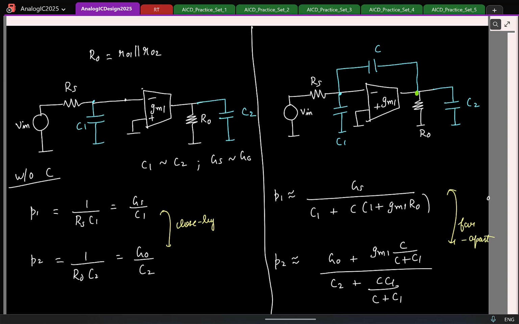So this effect is often referred to as pole splitting. This is something we might come back to a few classes down the line. So good to have in mind. Any questions so far?